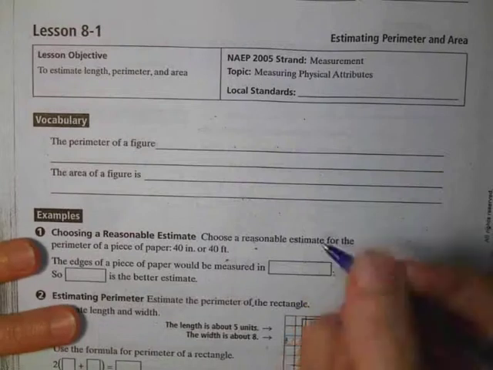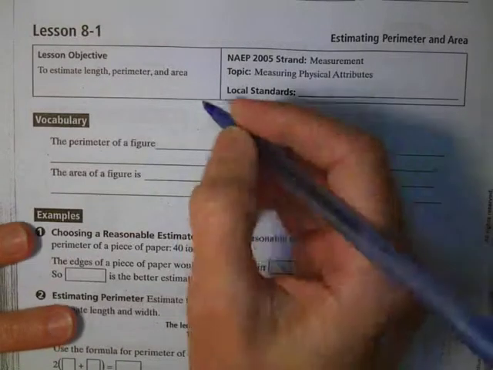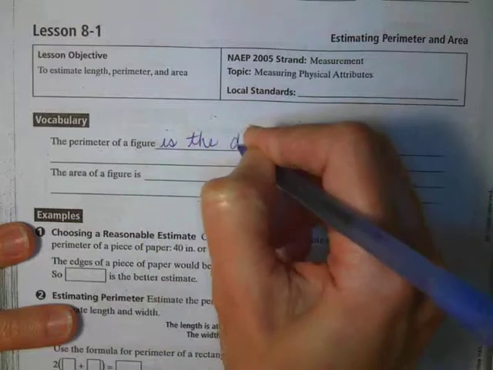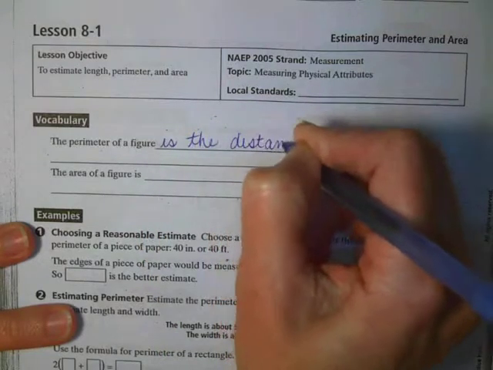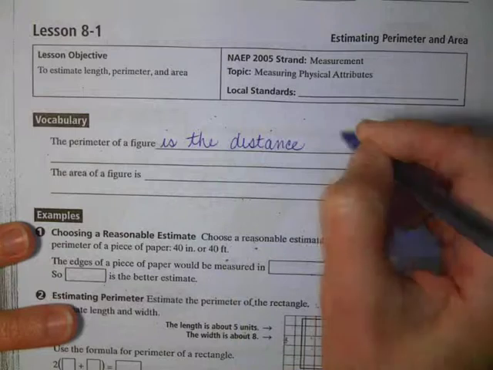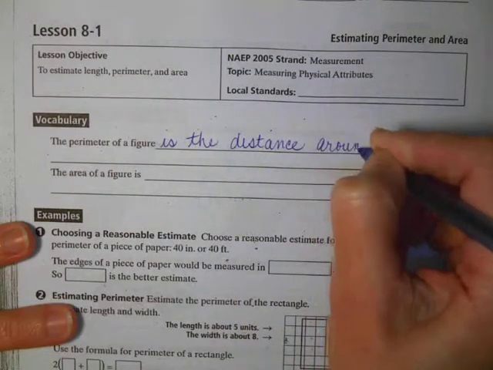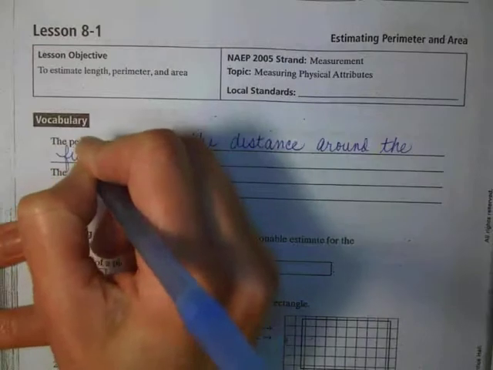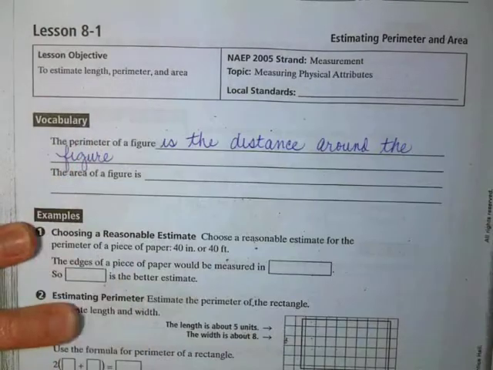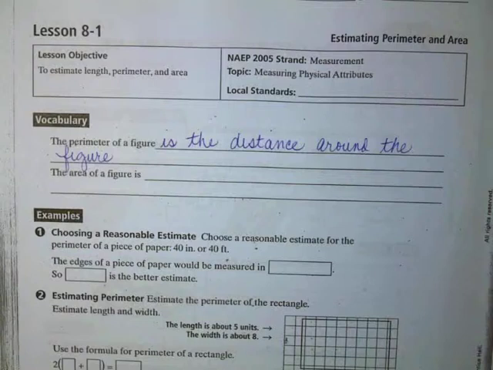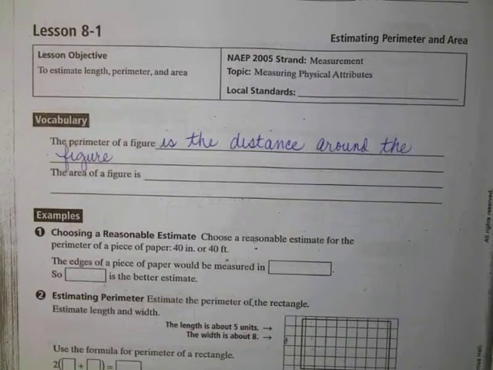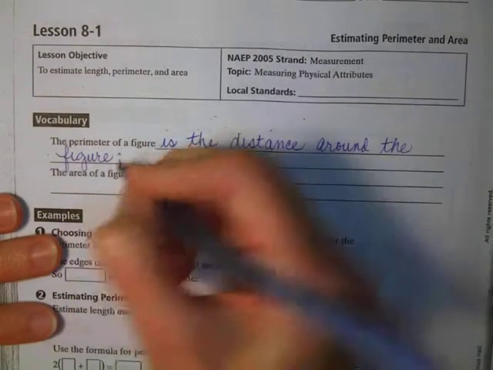The first term is perimeter. The perimeter of a figure is the distance around the figure. Okay, so if you were to walk around or trace around the figure, how far would you go? That's perimeter. Perimeter is one-dimensional. It measures length. Okay, so that's good to know.